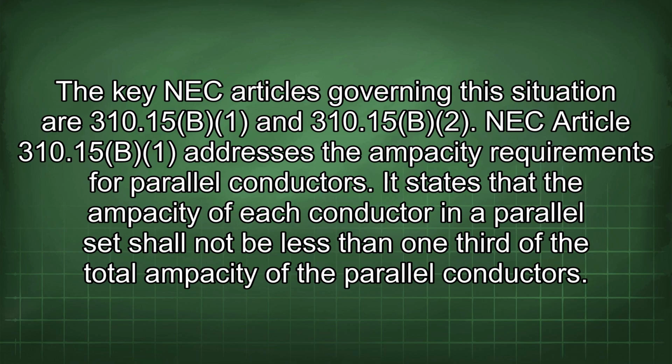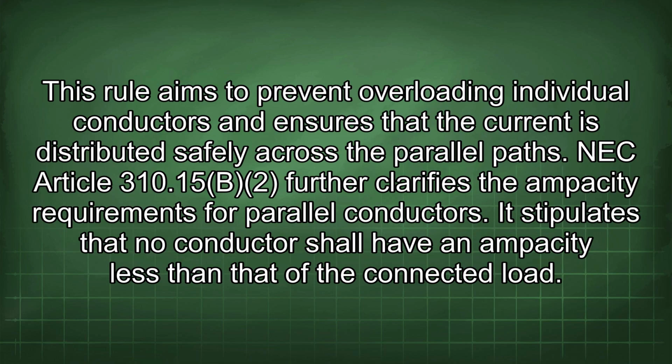The key NEC articles governing this situation are 310.15(B)(1) and 310.15(B)(2). NEC Article 310.15(B)(1) addresses the ampacity requirements for parallel conductors. It states that the ampacity of each conductor in a parallel set shall not be less than 1/3 of the total ampacity of the parallel conductors. This rule aims to prevent overloading individual conductors and ensures that the current is distributed safely across the parallel paths.